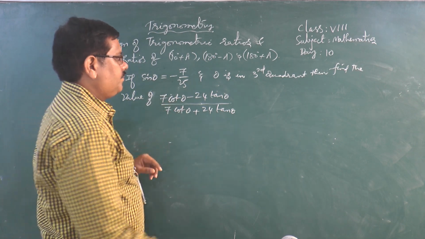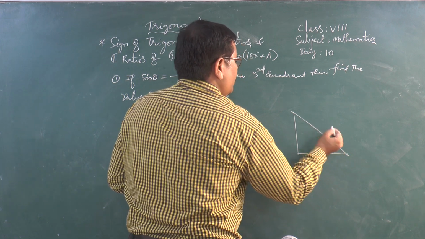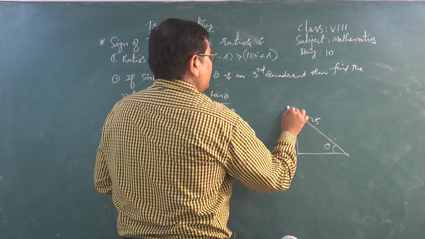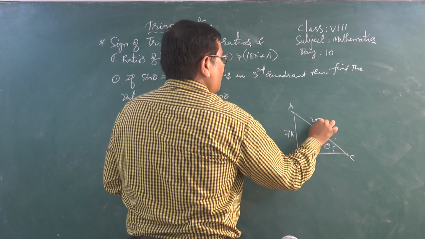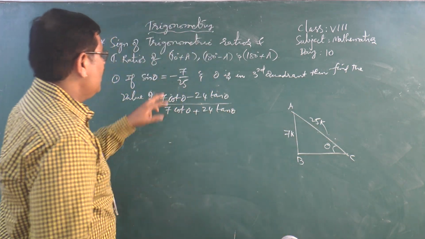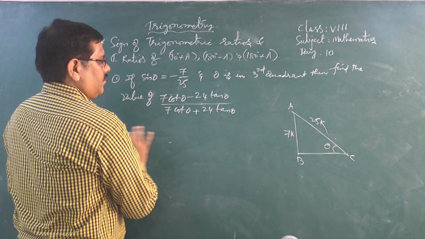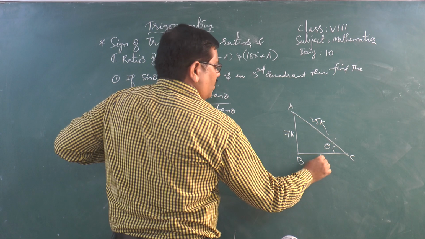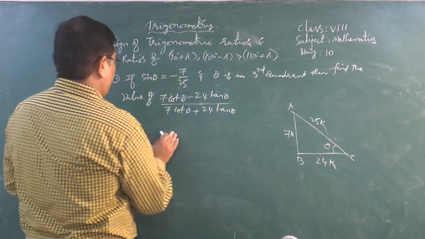Now let us see. Let us specify the angle as theta in triangle ABC, and take sine as 7 upon 25, so otherwise we can take it as 7k and 25k, as the ratio is given. Forget about the minus sign for some time. Then what about BC? We can apply the Pythagoras rule, and by that we get it as 24 times k.